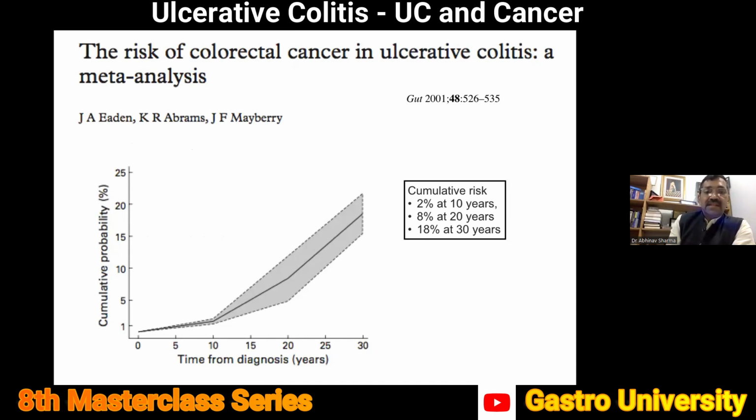Now, this is a very old study, published in Gut in 2001. This is a meta-analysis of the risk of malignancy in colorectal cancer. This graph clearly illustrates that as the duration of disease increases, the cumulative risk increases: 2%, 8%, and 19% at 10 years, 20 years, and 30 years. The risk depends basically on the duration of the disease.